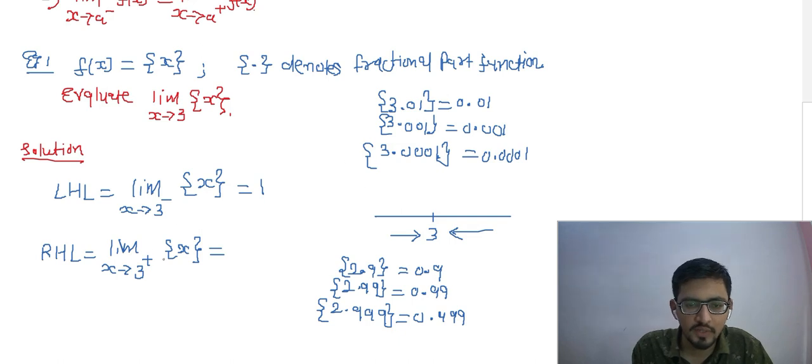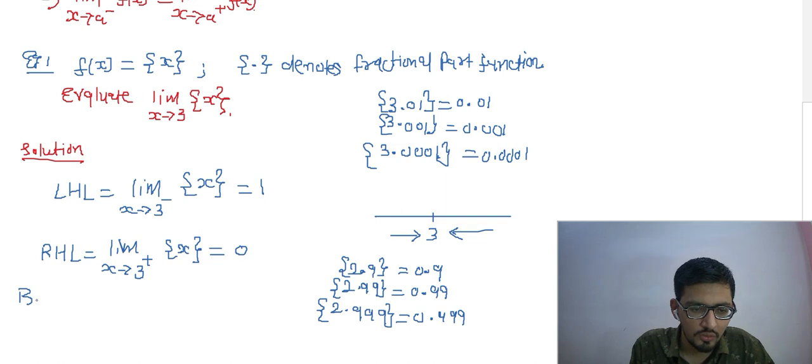So very clearly you can understand, if x is approaching 3 from the right side, the function is approaching 0. The tendency is that it is approaching 0. So for this question, if I ask whether the LHL exists, the answer is yes. Does the RHL exist? Yes. Both exist finitely. It does not mean that if the RHL comes 0 you can say it does not exist. It exists finitely. But are the LHL and RHL equal?